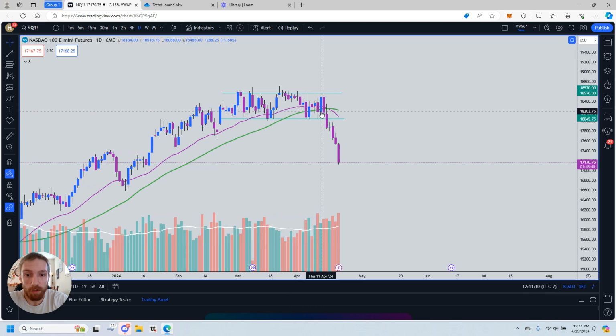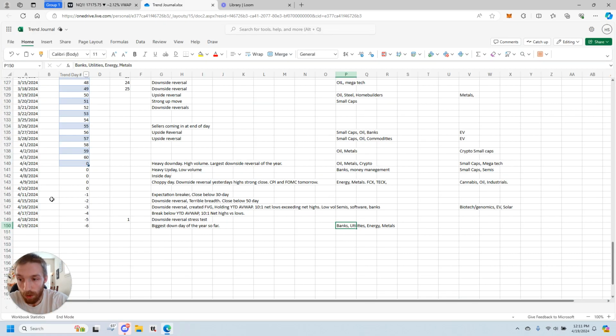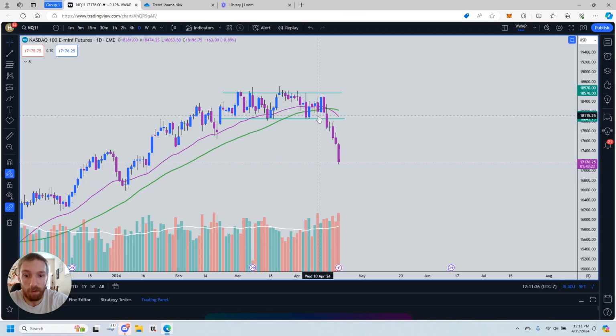We had a decent day on Thursday, expecting to kind of break out of this range maybe. And then last Friday, we had a downside reversal, horrible day, and then a continuation on Monday. So because of the downside reversal on Friday, we put our trend into a -1. So this is a start of the downtrend because of an expectation breaker. So that was on the 11th. Actually, that's on the 12th. And so the 12th was the beginning of our downtrend.